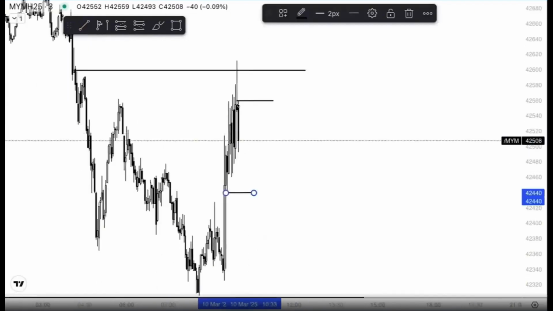Boom. So we identify a nice zone of liquidity right here, right? So we're as liquidity traders, we are going to be very patient. We're going to wait for that to be swept before doing anything, right? We're not going to rush a trade. We're just going to sit on our hands and wait for that liquidity to come.